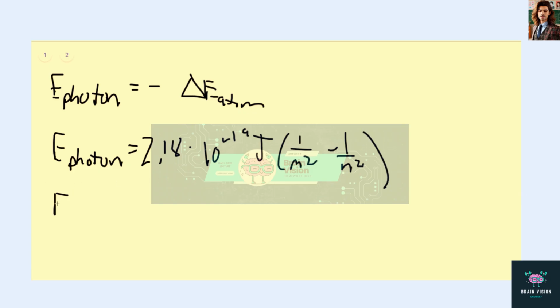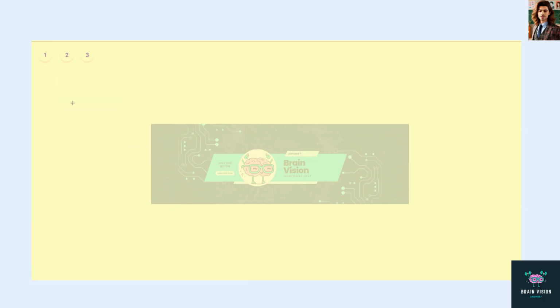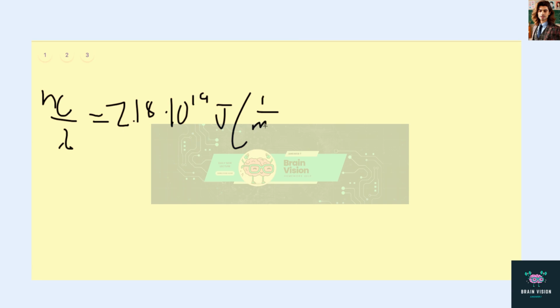And we also know that the energy of a photon is equal to hc over lambda, the wavelength, where h is Planck's constant and c is the speed of light. So if we now plug this into our equation, we end up with hc over lambda equals 2.18 times 10 to the 19th joules times 1 over m squared minus 1 over n squared.